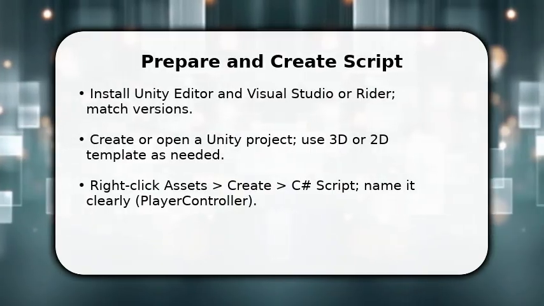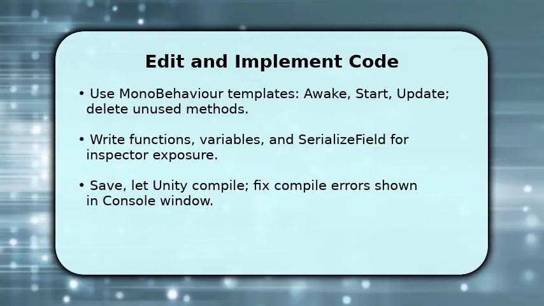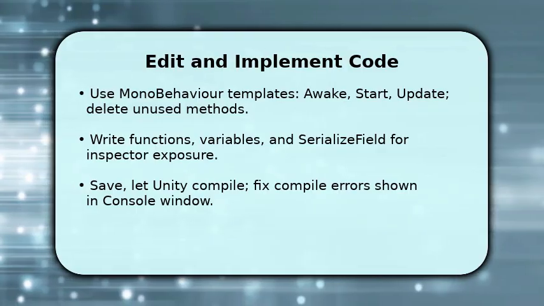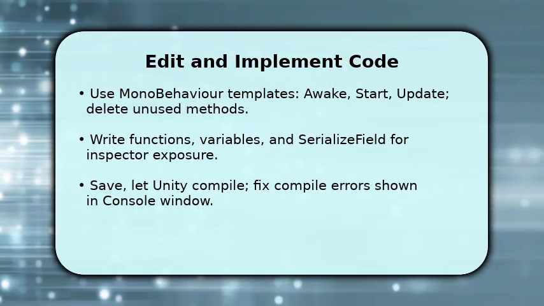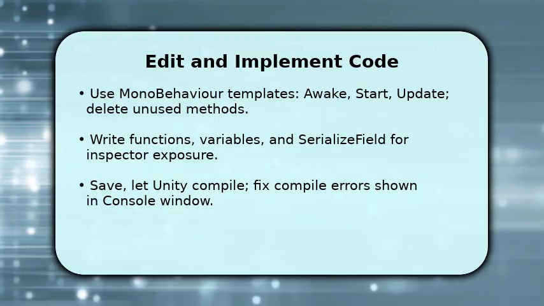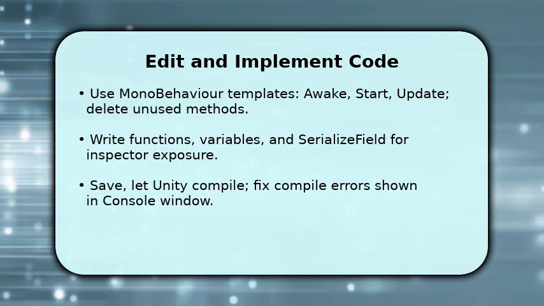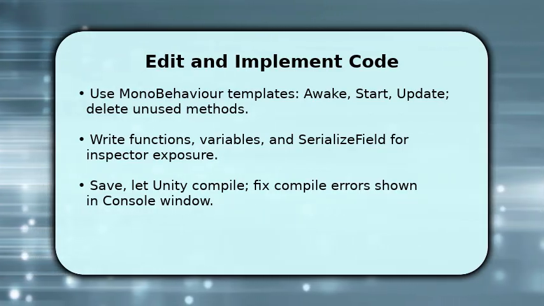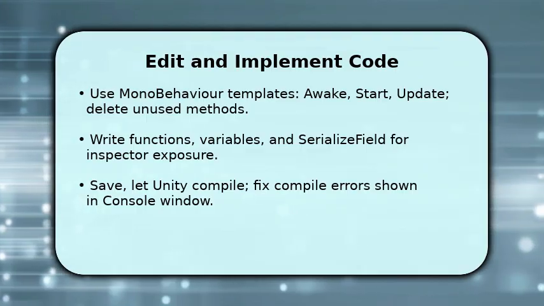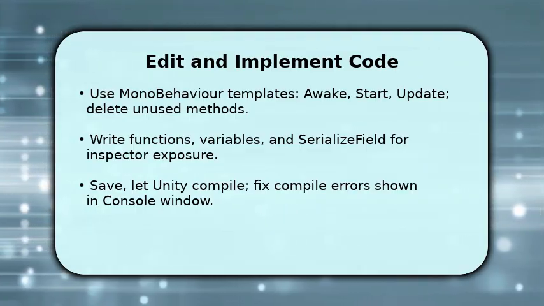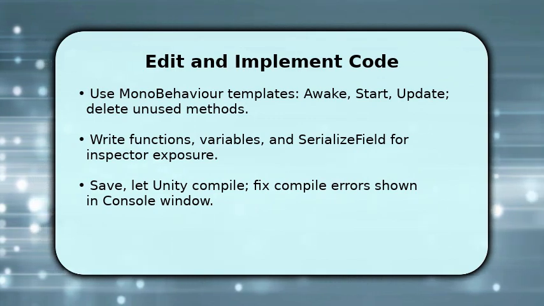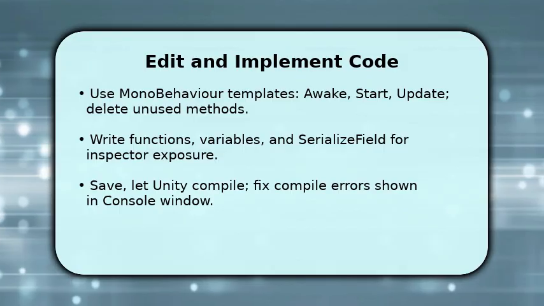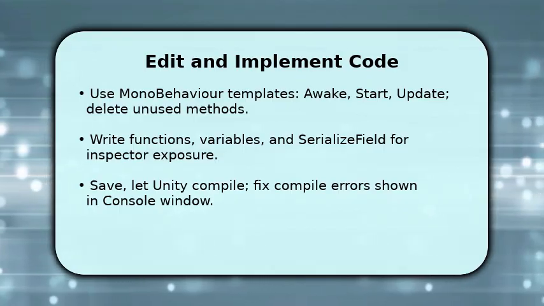Now you implement behavior inside the script. Replace placeholder comments with fields and methods. Use SerializeField to expose private variables in the inspector and public properties sparingly for encapsulation. Implement Awake and Start for initialization, and Update for per frame logic. Use FixedUpdate for physics. Save the file and return to Unity so the editor compiles the assembly. If the console reports errors, read the first error and open the script to correct it, because one error stops all compilation. Fix that and recompile automatically.